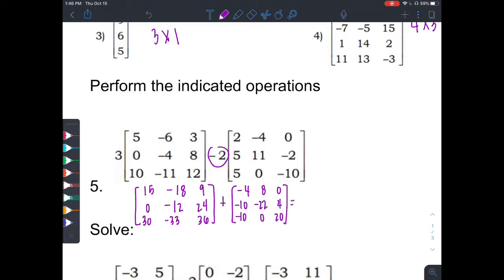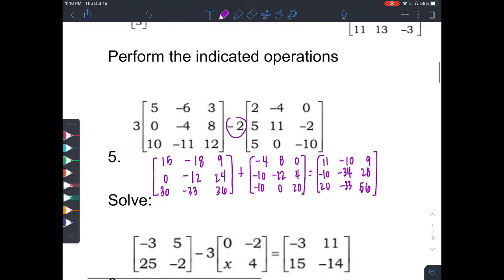Then we just add those up straight across. So we get 15 minus 4 is 11. Negative 18 plus 8 is negative 10. 9 plus 0 is 9. 0 plus negative 10 is negative 10. Negative 12 plus negative 22 is negative 34. 24 plus 4, 28. 30 minus 10, 20. Negative 33 plus 0 is negative 33. 36 plus 20 is 56. So that right there is our final answer for that matrix.